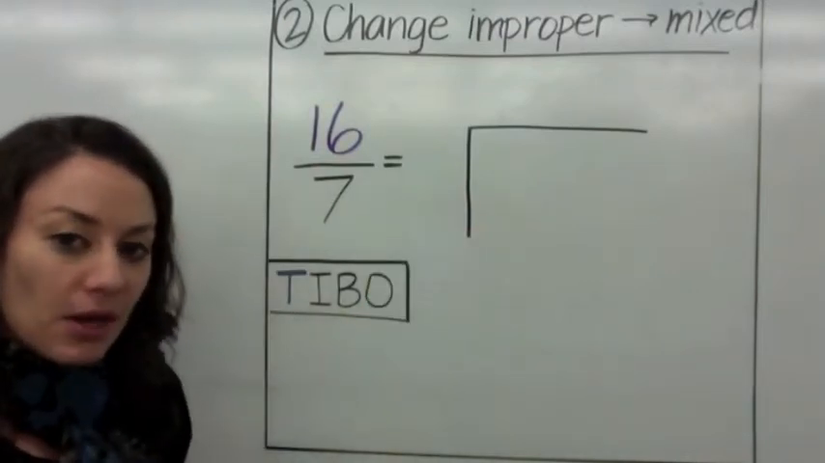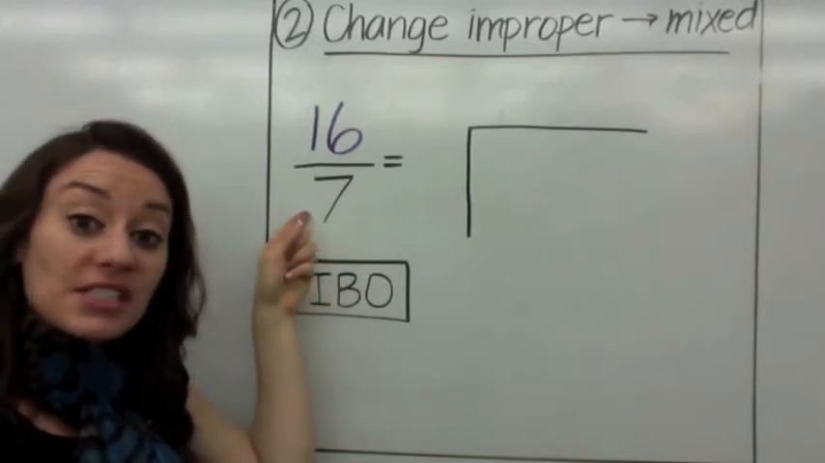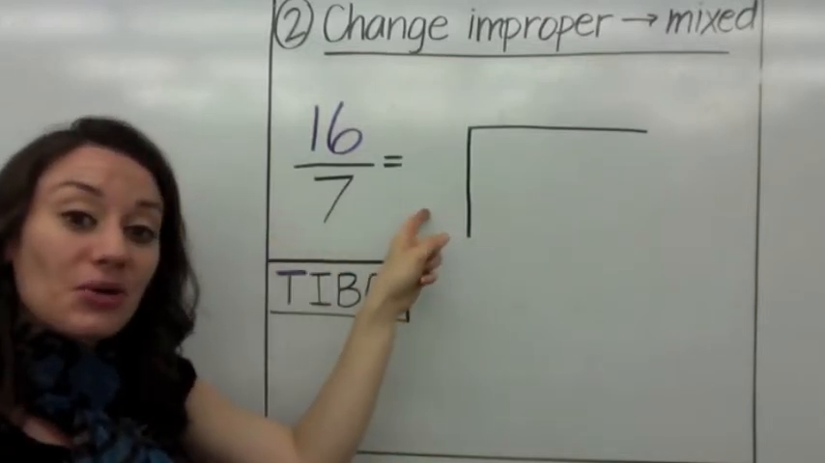What are we dividing by? Well, this reads 16 divided by 7. So if you know the 7 is the divisor, you know the 7 is going to go here, right?